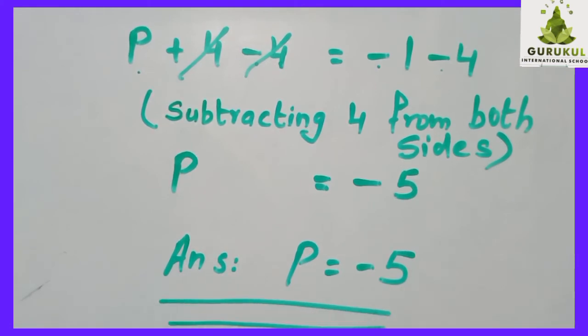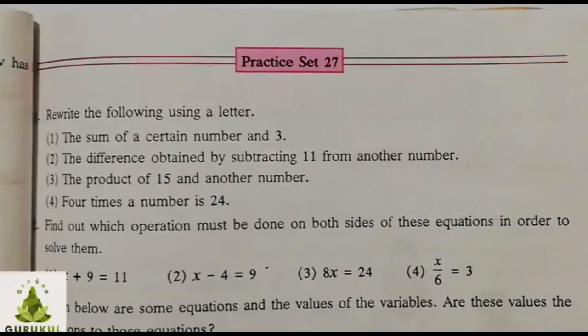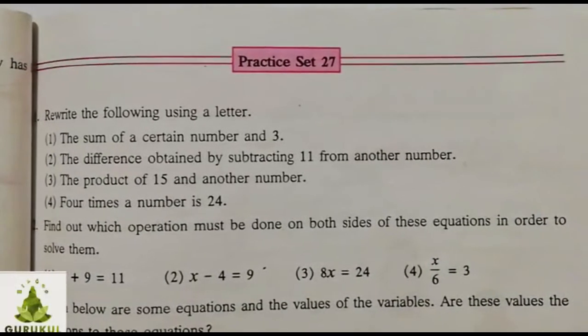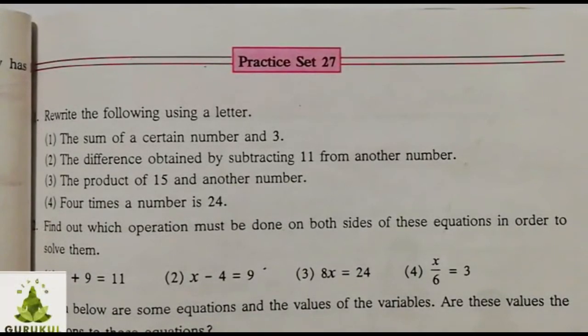So question number 4 gets over. Now we will start with the word problems in the next video. Question number 5. Write the given information as an equation and find its solution. So you have to frame the equation and then only you can solve it and find the solution. See, practice at 27, question number 5, which are the word problems.